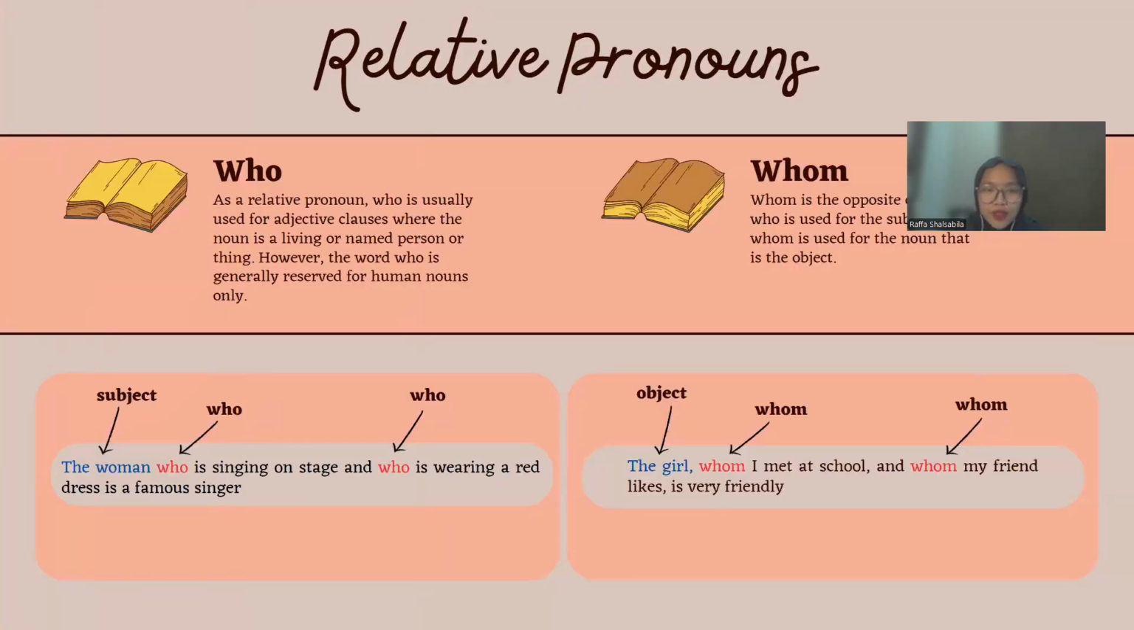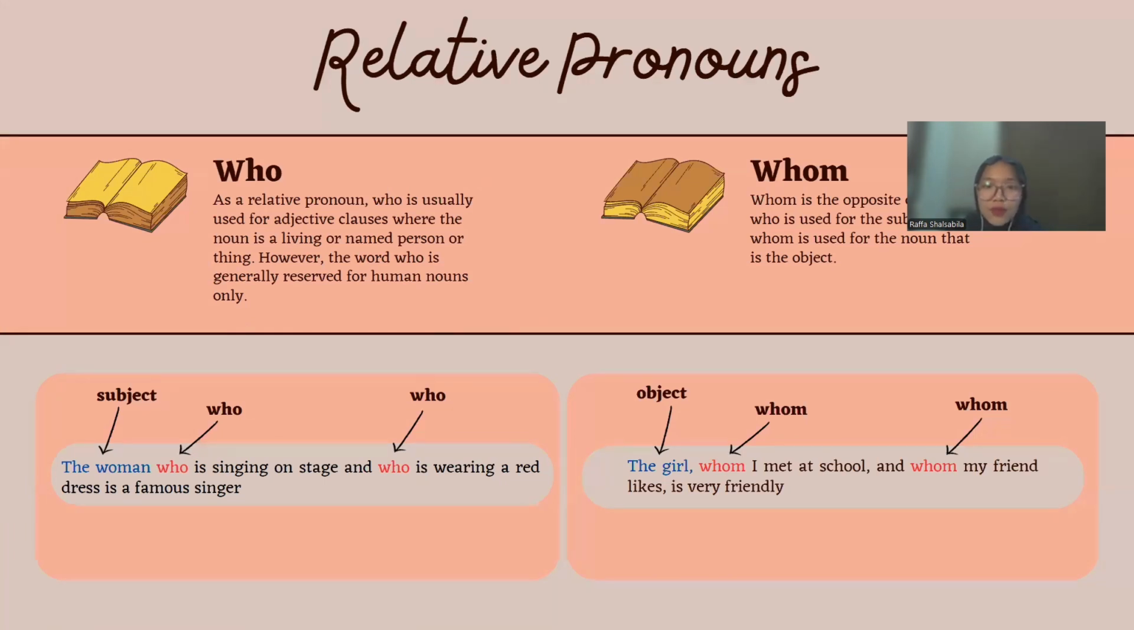Relative pronouns. A word used to connect a clause or phrase with a noun or pronoun. The types of relative pronouns and their example sentences are below. Who, as a relative pronoun, is usually used for adjective clauses where the noun is a living or named person or thing. However, the word who is generally reserved for human nouns only.